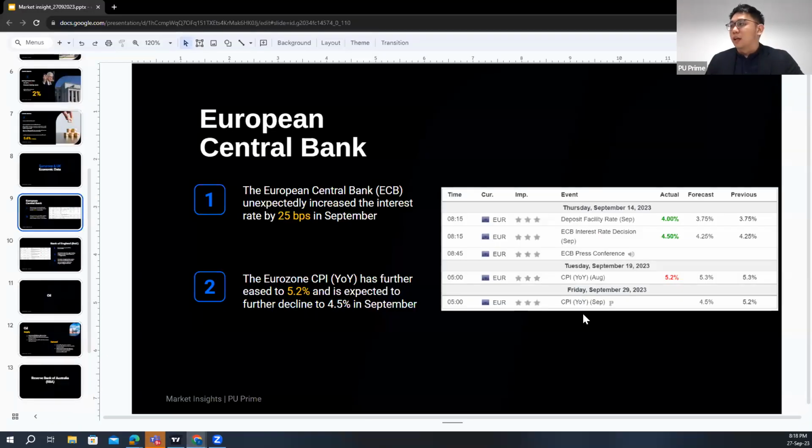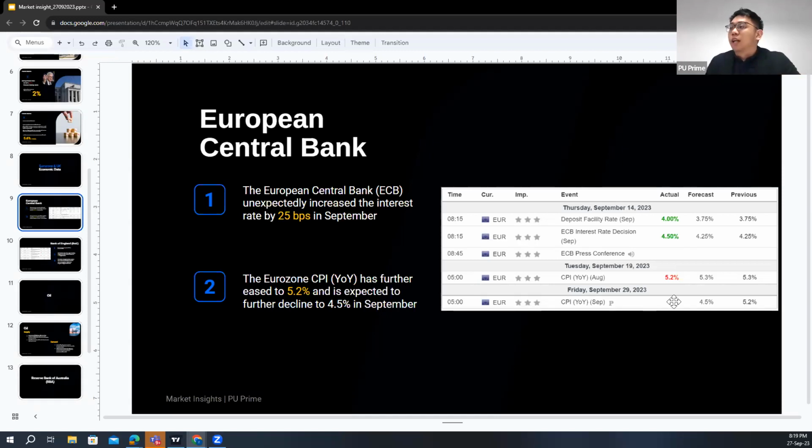Move back to the slide. So this is what we want to see, because last week there was data, the Euro CPI, that shows a decline in euro inflation. And also this coming Friday, they will come with the September CPI, and the market actually predicted that the inflation will go further lower to 4.5%. So if this happens, if the result comes in at 4.5 or below, you can expect the euro to go further down.